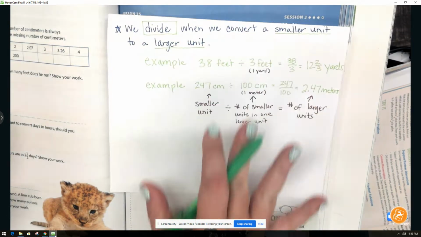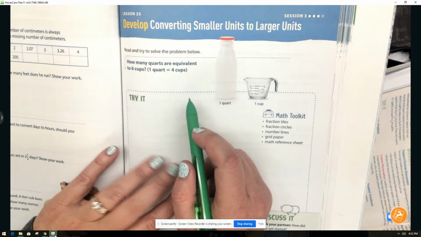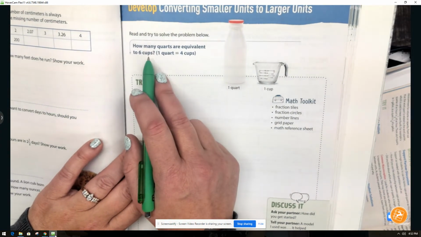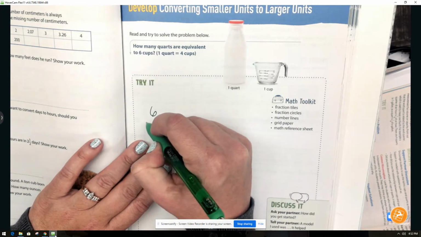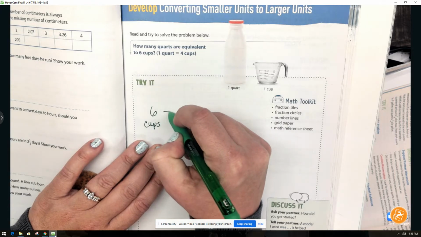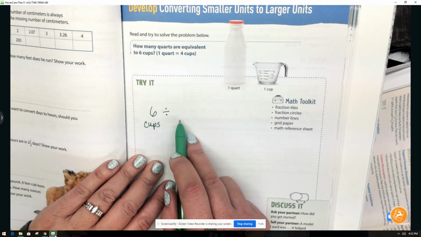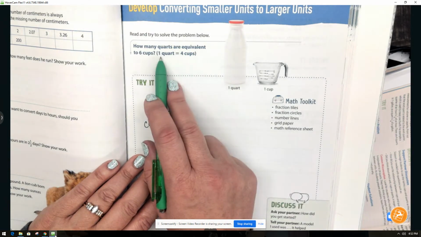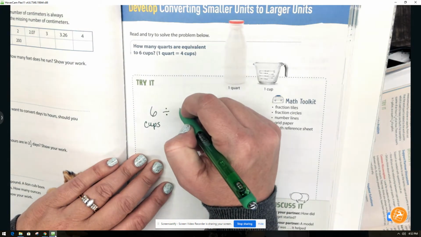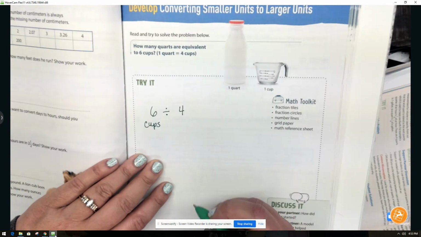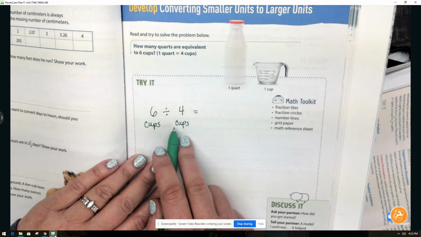So using what I just shared with you very quickly, we're going to look at the problem that we're asked. The smaller unit is cups. So we're going to start with the 6 cups that we have. And we're going to divide because we are starting with the smaller unit. We're going to divide 6 by the number of cups there are in 1 quart. And there are 4 cups in 1 quart. So we're going to divide it by 4 cups because there are 4 cups in 1 quart.